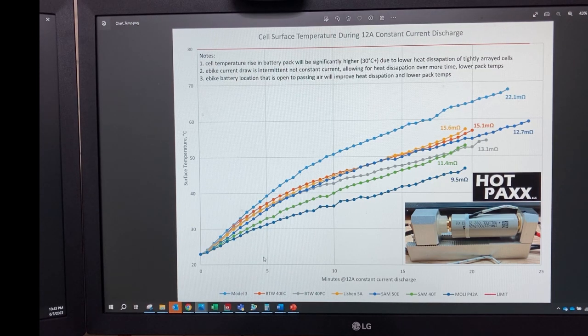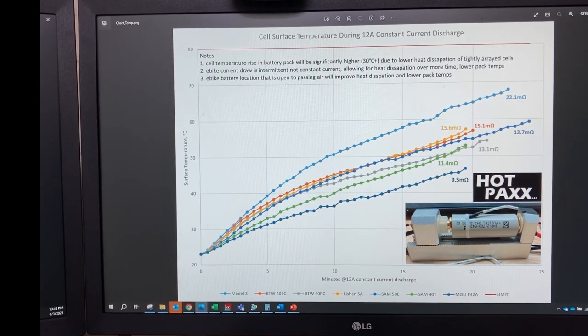And then another point to note here, which is intuitive, is that if you have the battery in an enclosed compartment where there's no airflow, obviously it's going to be hotter than if you have the plastic off the bike and the battery's out in the wind cooling. That's a more favorable situation.